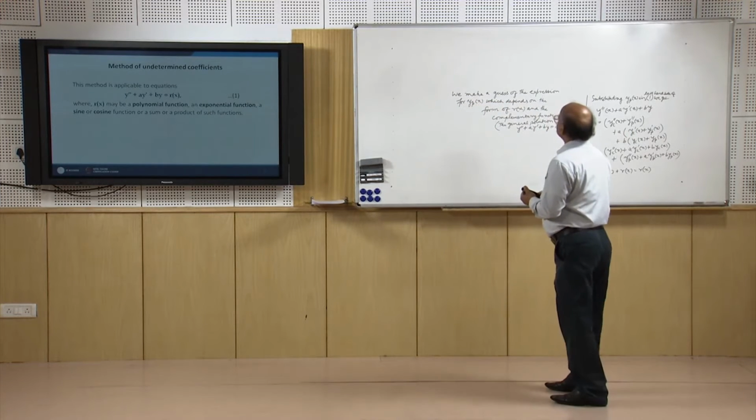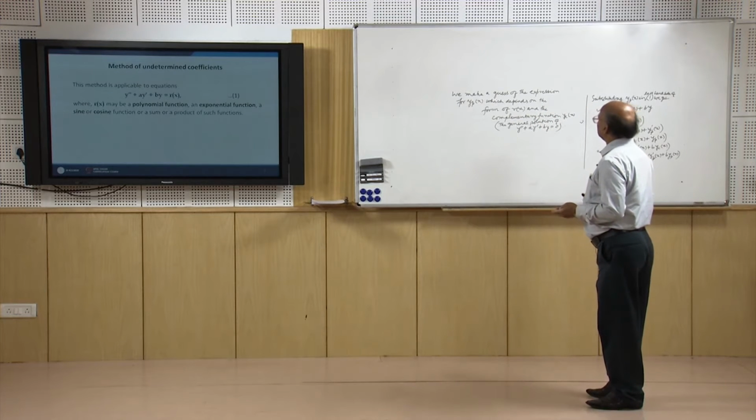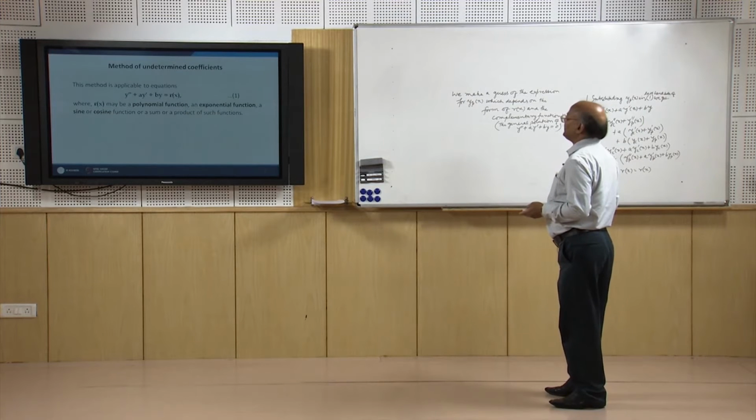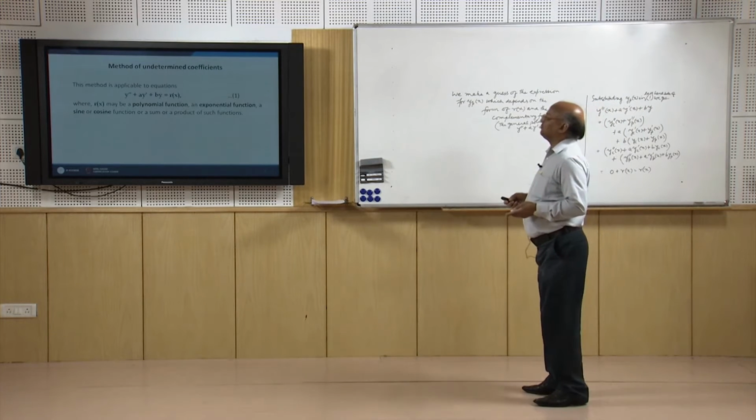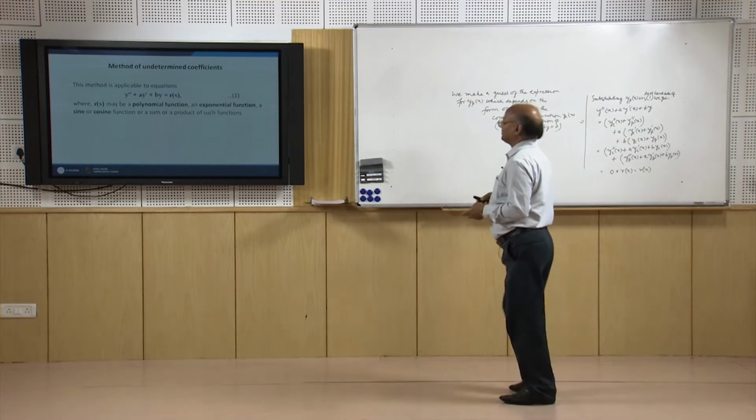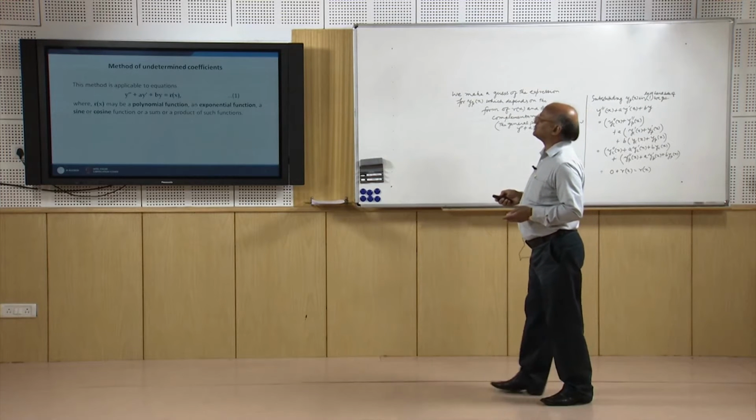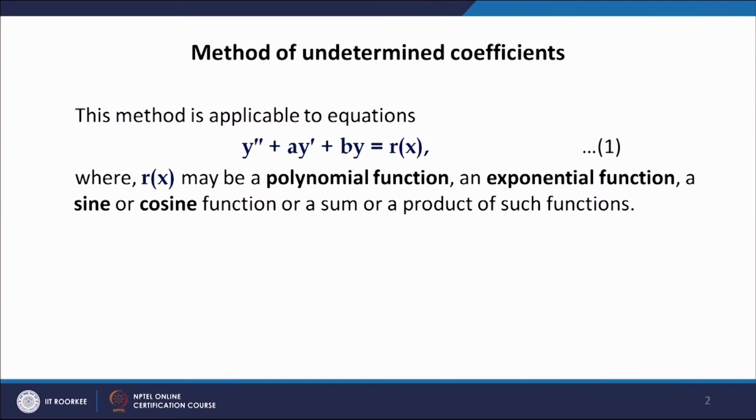Now this expression for y_p(x) will contain constants which will be determined by substituting y_p(x) in equation 1. So that is why we call this method the method of undetermined coefficients. Now here we have certain restrictions. This method can be applied to second order linear differential equations which are non-homogeneous when R(x) is of the following type.